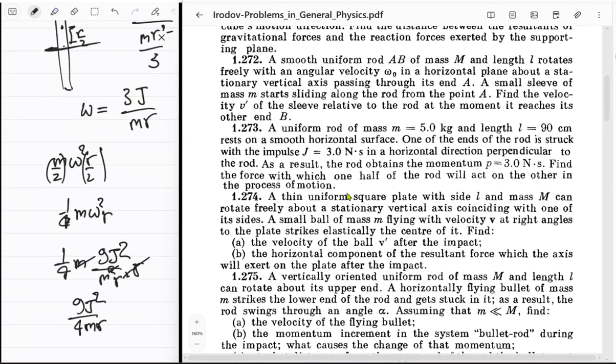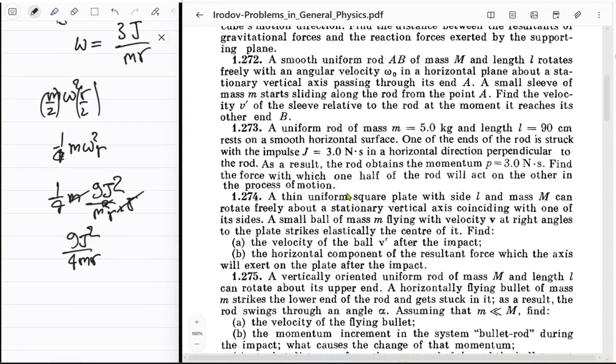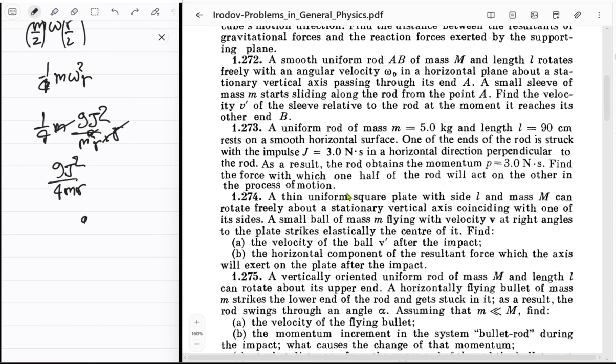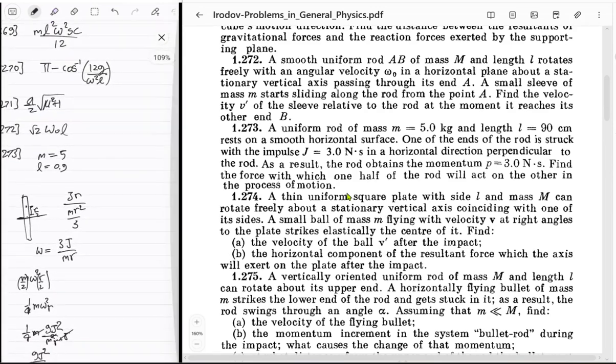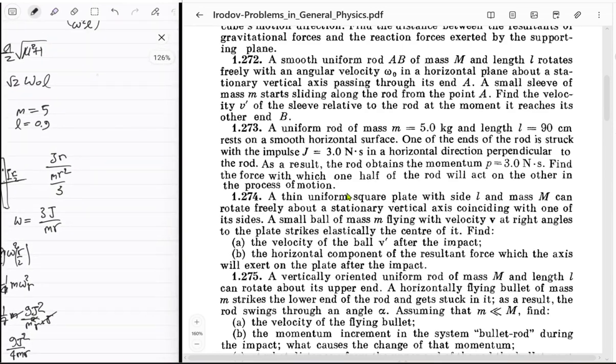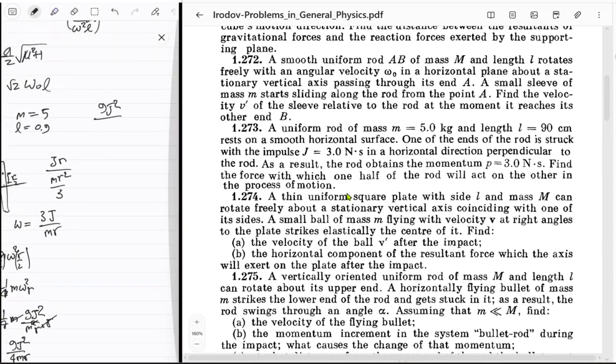Once again, the force: mv squared is like energy, that's mass times length squared, divided by a length, so this is also a force. That works out. Calculate this thing. You know what? Just put this as the answer: 9j squared upon 4mr.